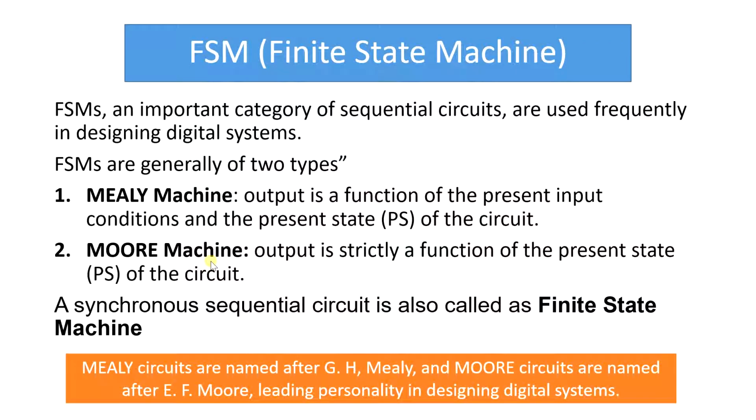Now, to understand the relationship between the finite state machine and the Mealy and the Moore models that we are going to study, the finite state machines are an important category of sequential circuits because they are frequently used in designing digital systems. So generally there are two types. One is the Mealy machine and one is the Moore machine. The Mealy machine is the one in which the output is a function of the present input conditions and the present state of the circuit. Whereas Moore machine is the one in which output is strictly a function of the present state of the circuit.